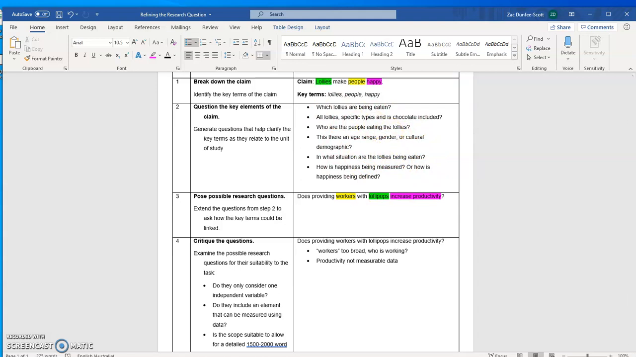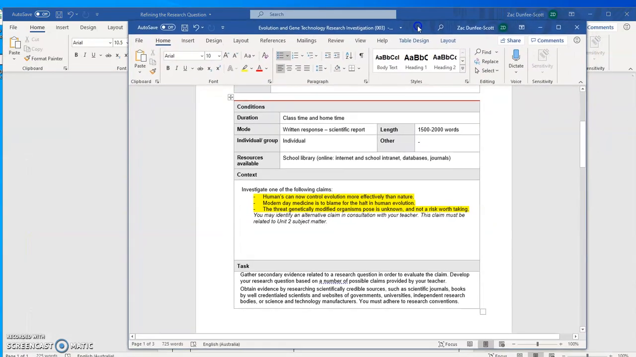To give you a quick situation here, let's say I've chosen the claim: modern day medicine is to blame for the halt in human evolution. Medicine, or modern day medicine, is a key term there. Human evolution is a key term there. Halt is probably a key term there. Let's break these down.